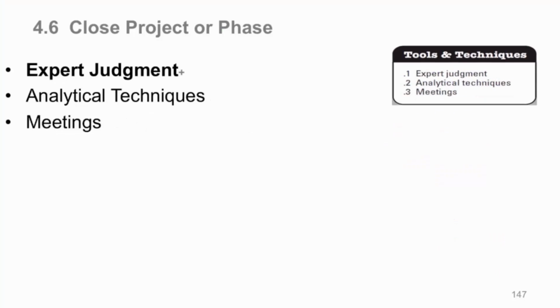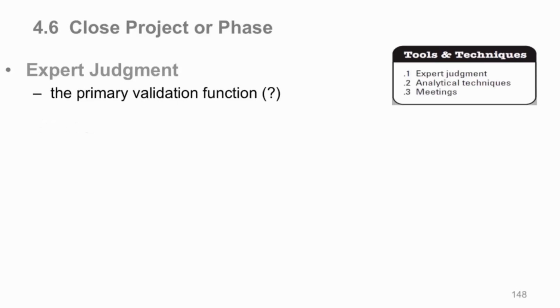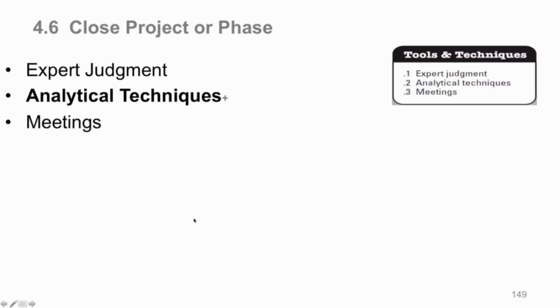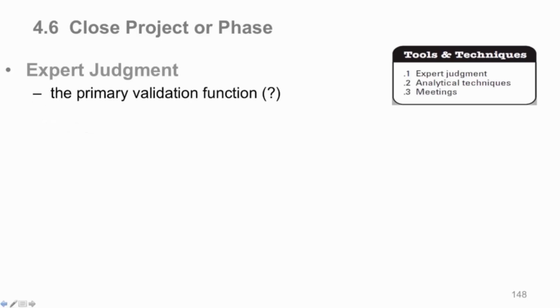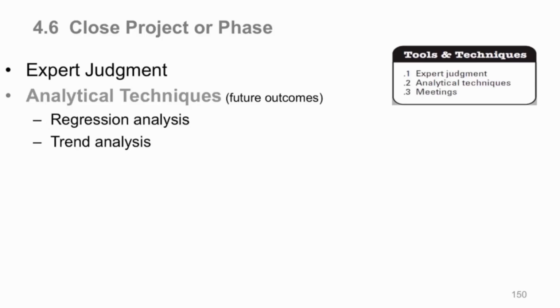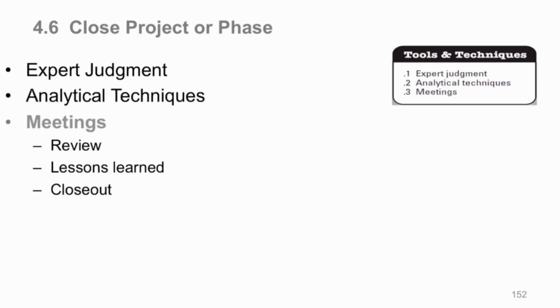Okay, and to do this again, we're going to rely on expert judgment. The primary validation function is expert judgment. You need to sit down and say, can we close this? Are all the knots tied? Is everything good? Do that with experts. Analytical techniques, future outcomes, regression analysis, trend analysis. Were we on track? How are we going to deal with this kind of stuff? And finally, meetings. You want to review everything, your lessons learned, and finally have a closeout meeting where you release everybody properly.